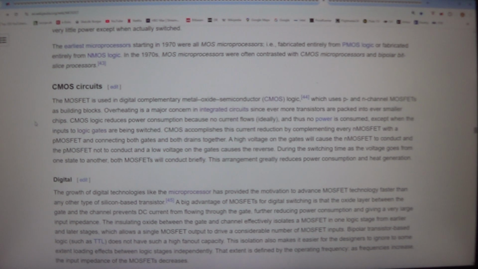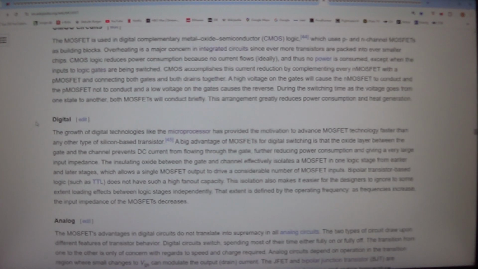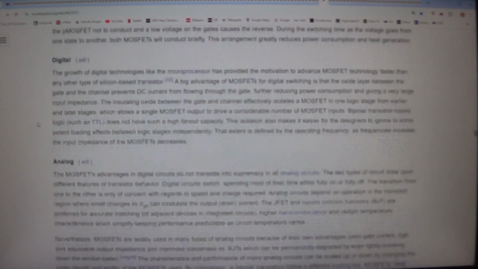CMOS accomplishes this current reduction by complementing every NMOSFET with a PMOSFET and connecting both gates and both drains together. A high voltage on the gates will cause the NMOSFET to conduct and the PMOSFET not to conduct, and a low voltage on the gates causes the reverse. During the switching time, as the voltage goes from one state to another, both MOSFETs will conduct briefly. This arrangement greatly reduces power consumption and heat generation.